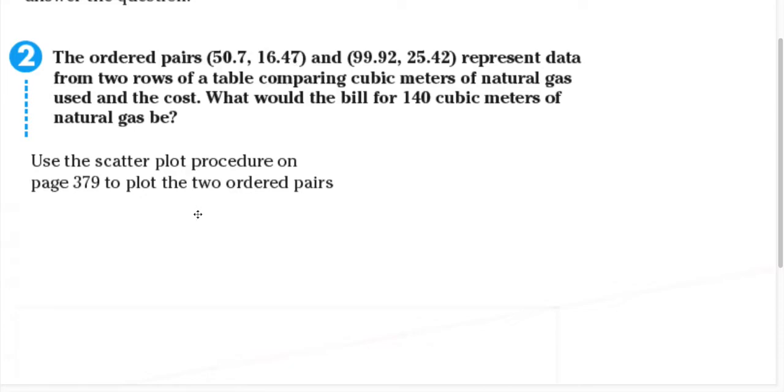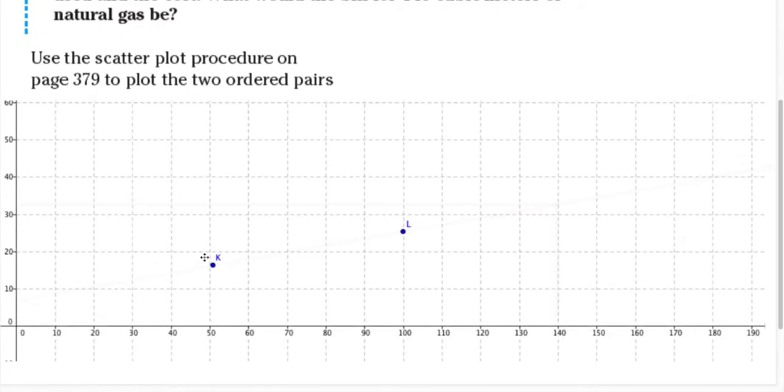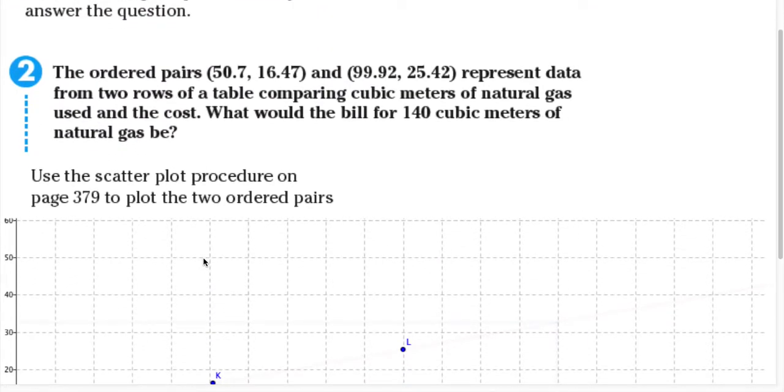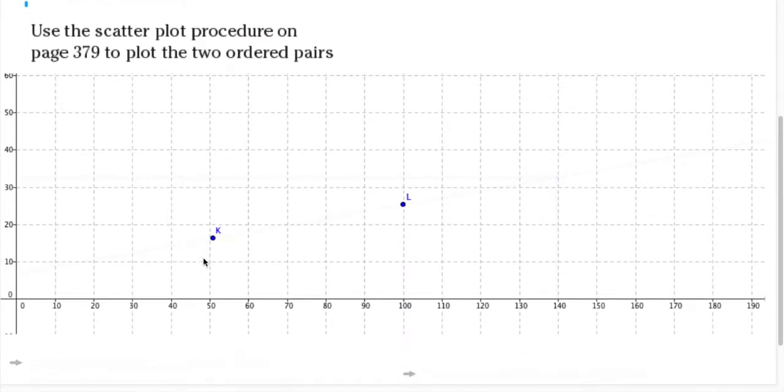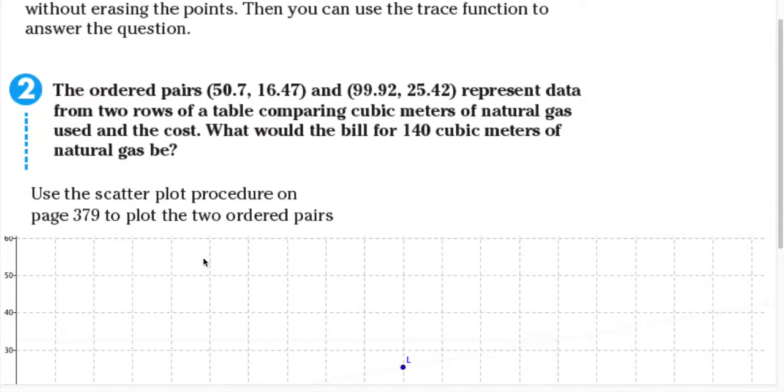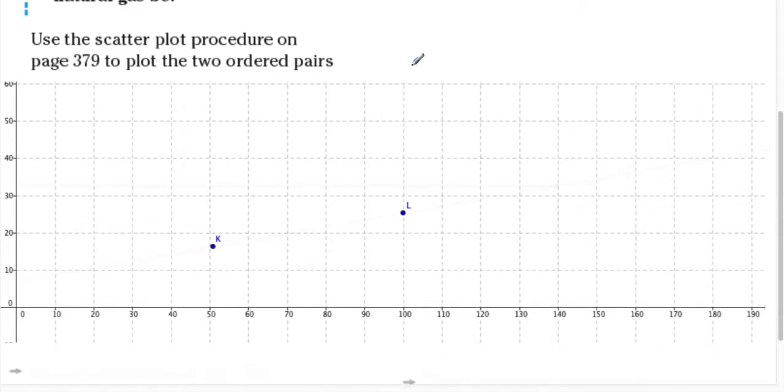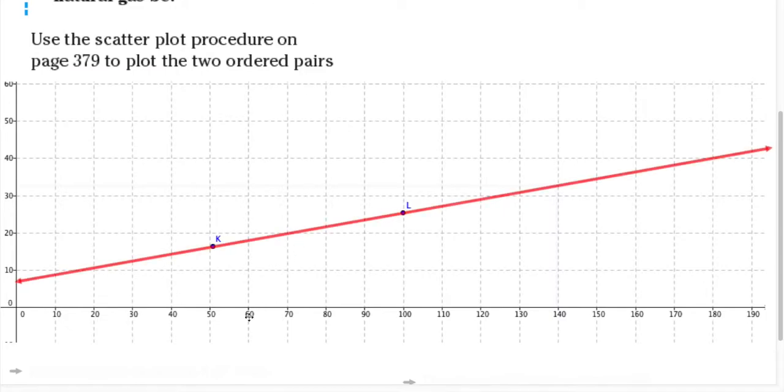We will use the scatter plot procedure on page 379 to plot the two ordered pairs. In this case, we're not using a graphing calculator. I'm using GeoGebra, and I plotted the 2 points. This is point K, and this is point L. Just for reference. The next thing we need to do is connect those 2 points with a line.